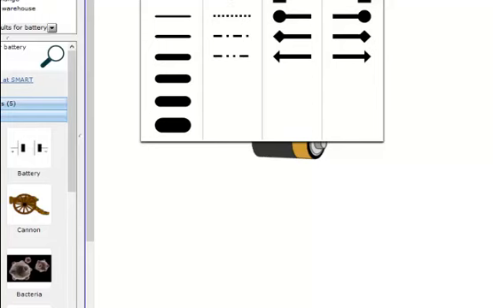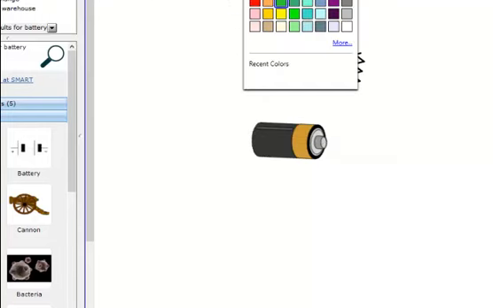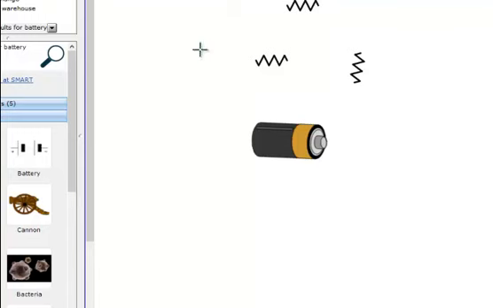Let's see. Trying to find the black color. There we go. Alright, so these two are in parallel with each other. There we go. Then that connects over here. Then this one here goes all the way back to the battery. I was supposed to be connected right there. And then over here. And then these two go over here. There. And back to the battery.